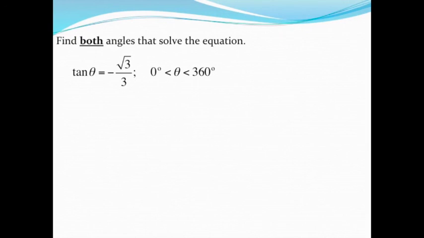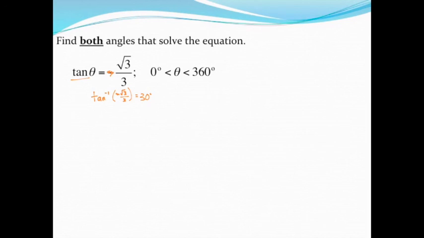Let's go ahead and try one more question. This time, I'm dealing with tangent, and I want to look for both angles that will solve this equation. I'll begin the same way by using a calculator to find the inverse tangent of negative square root of 3 over 3. Actually, I take that back. Don't worry about the negative. Just ignore the negative for right now. Just find the inverse tangent of square root of 3 over 3, and I see that it again comes out to be 30 degrees.